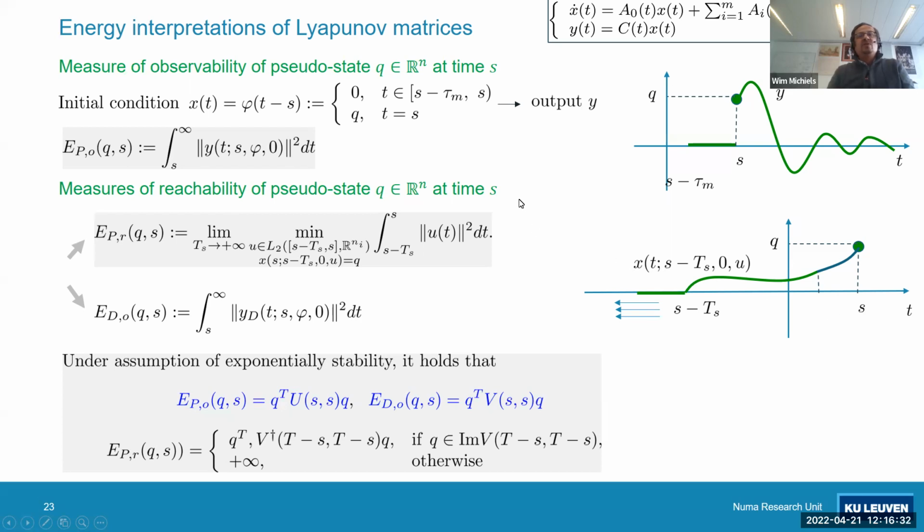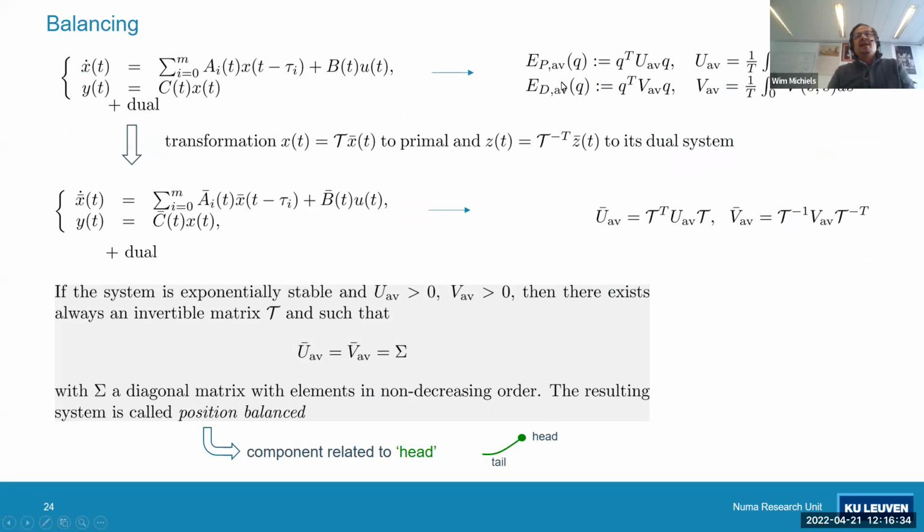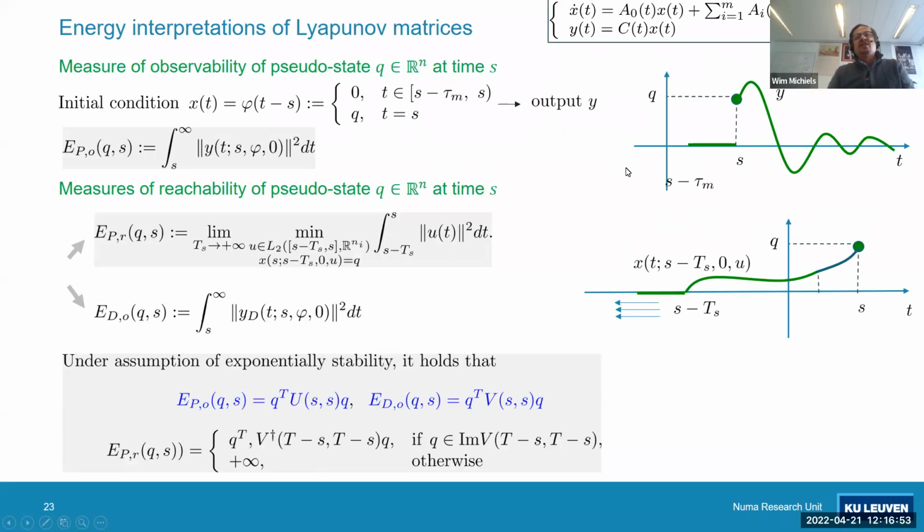So what can we now later do? We can also average these two quantities, and we're looking at a measure for reachability and a measure for observability. In fact, the reachability measure is the observability measure for the dual system, and you can average them. So what's now the whole idea about balancing?